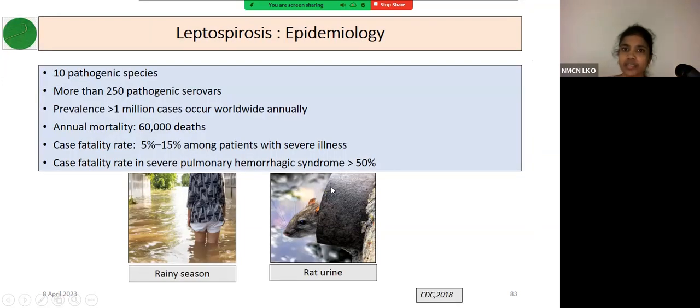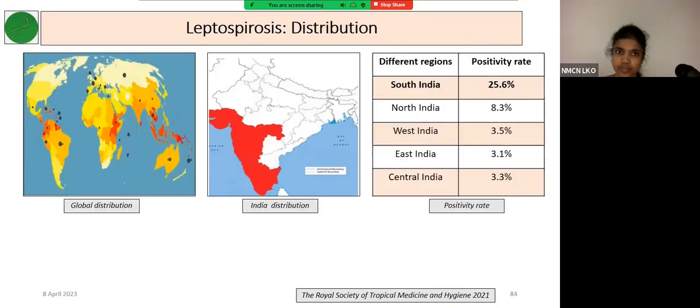Next, we come to another tropical infection, that is leptospirosis. It has 10 pathogenic species with more than 250 pathogenic serovars, and more than 1 million cases occur worldwide annually with a mortality of 60,000 per annum. It has a case fatality rate of 5 to 15% with severe illness, and with severe pulmonary hemorrhagic syndrome, the case fatality may exceed 50%. Outbreaks usually occur during the rainy season and during floods.